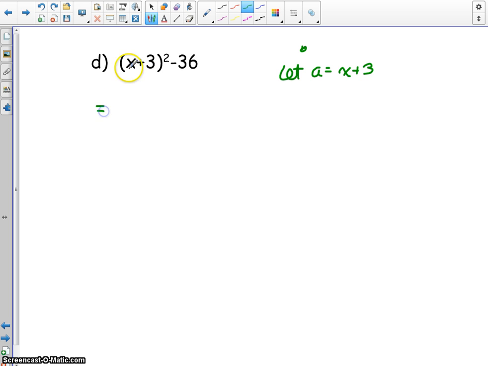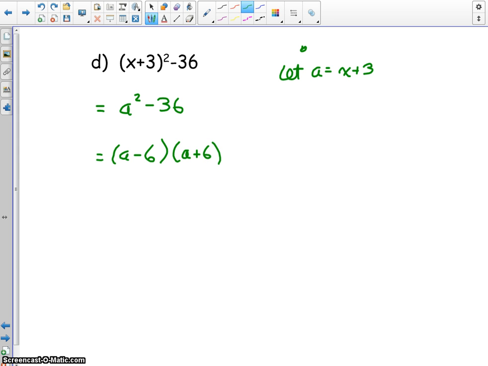So if I do that, instead of x + 3, I have a, so I wind up with a² − 36. Okay, now you can probably agree that what I have here is much, much nicer to try and factor than what I started with up here. a² − 36 is a difference of squares, so it factors into (a − 6)(a + 6).